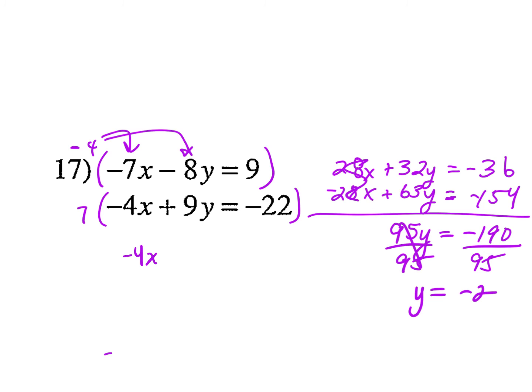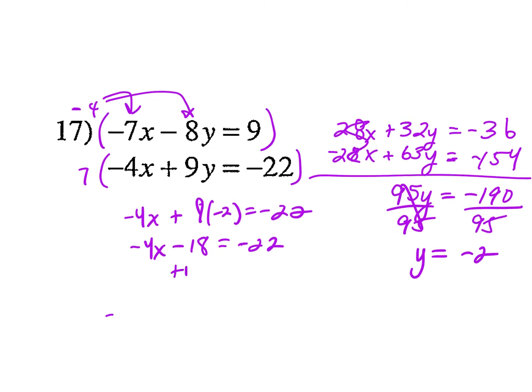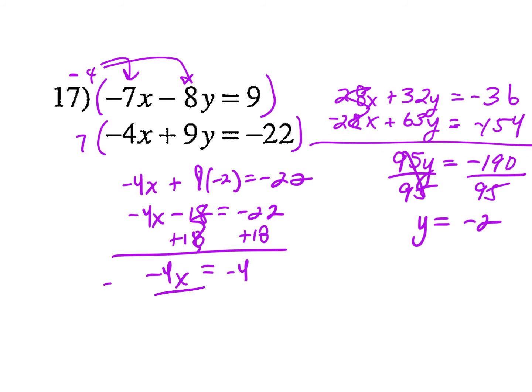Negative 4x plus 9 times negative 2 equals negative 22. Negative 4x minus 18 equals negative 22. Add 18 to both sides. Negative 4x equals what? Negative 4. Divide both sides by negative 4. And what does x equal? 1.